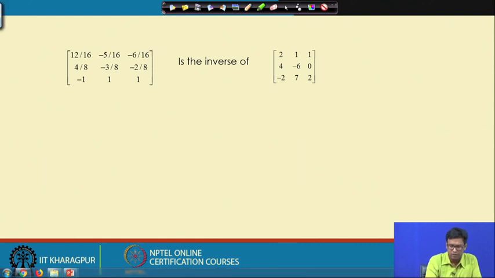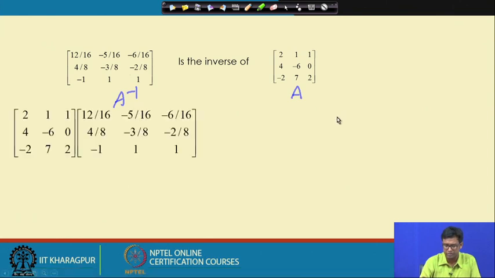So, this matrix is the inverse of the original matrix A. This is A and this is A inverse as per our Gauss elimination steps. So, let us multiply A inverse with A, it should be an identity matrix. We will practice this multiplication once more.